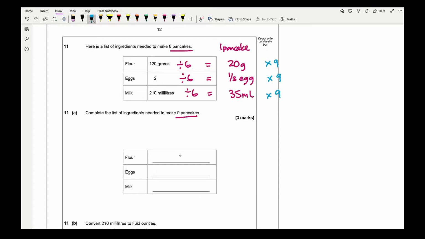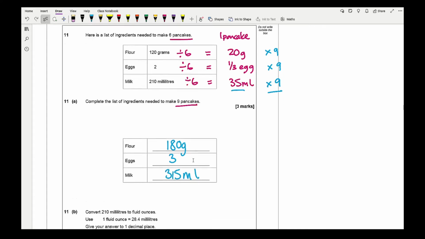And so if I then do that, let me just get the calculator reloaded. So 20 times 9 gives me 180 grams. Eggs, a third times 9 gives me 3, and 35 times 9 gives me an answer of 315 milliliters. And again, try not to forget the units that are needed for this particular question.